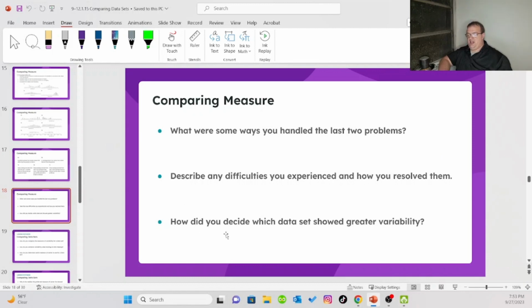How did you decide which data set showed greater variability? That would be determined either based off of the numbers, or you can actually just compare the shapes. Variability means how spread out my dots are on a dot plot. If my dots are concentrated in the middle, I have low variability. If my dots are concentrated on the ends, I have high variability. And if they're spread out over the whole thing, like it's uniform, then I've got halfway variability. So that's how we can do it. We can look at the shapes and just compare the shapes.